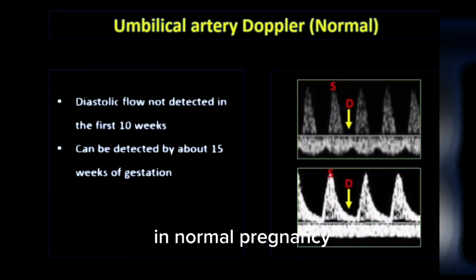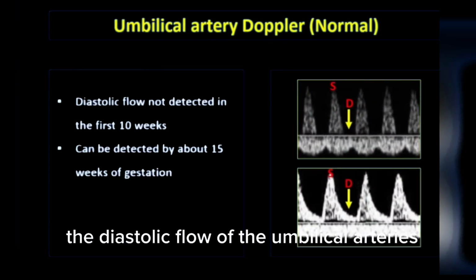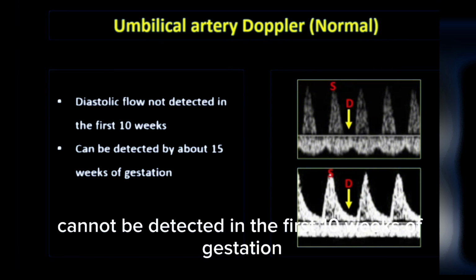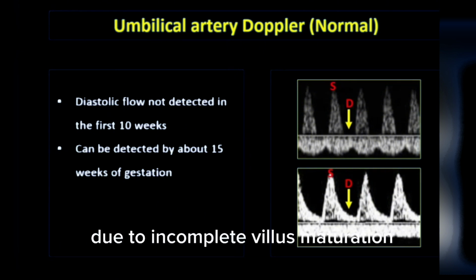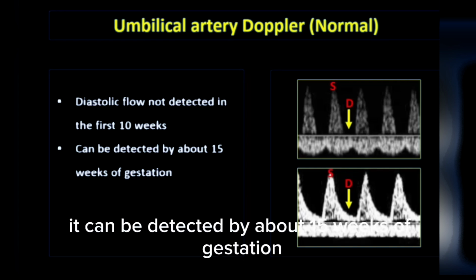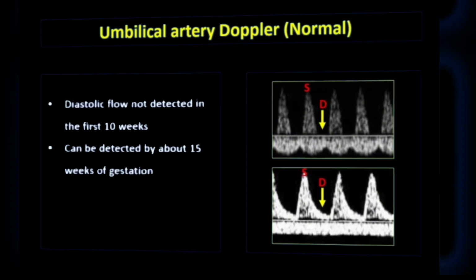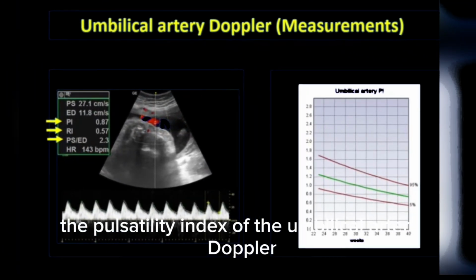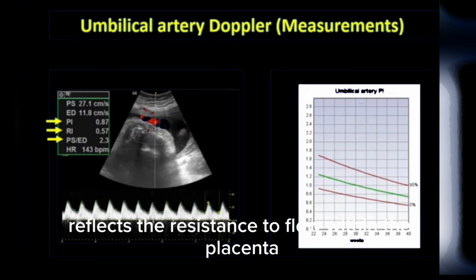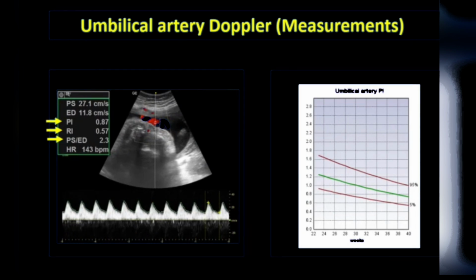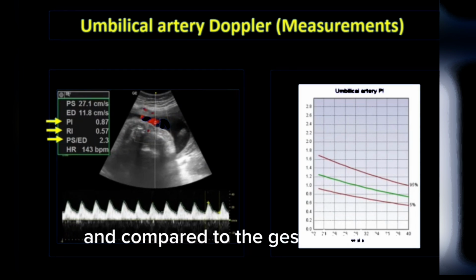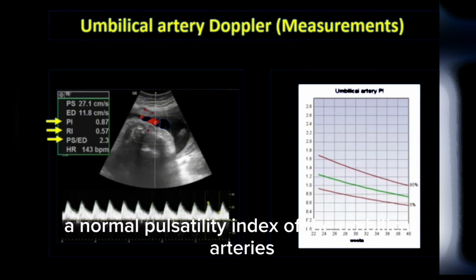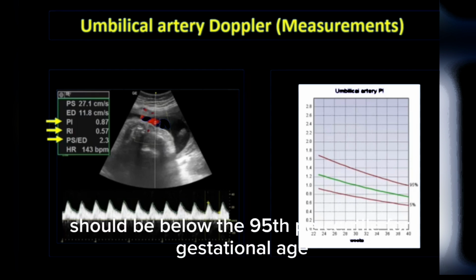In normal pregnancy, the diastolic flow of the umbilical arteries cannot be detected in the first 10 weeks of gestation due to incomplete villus maturation. It can be detected by about 15 weeks of gestation with the progression of pregnancy. The pulsatility index of the umbilical artery Doppler reflects the resistance to flow within the placenta. The pulsatility index is measured and compared to the gestational age on the charts. A normal pulsatility index of the umbilical arteries should be below the 95th percentile for gestational age.